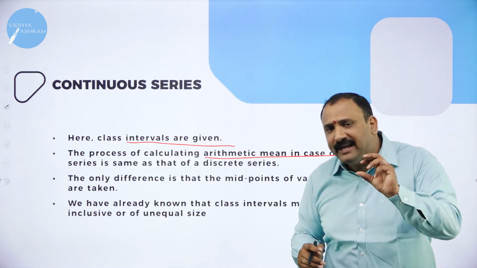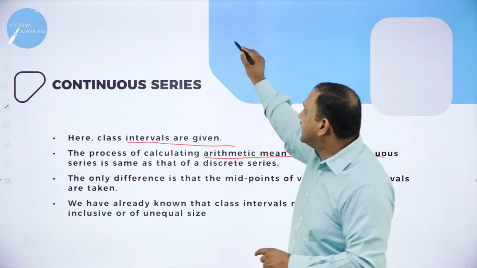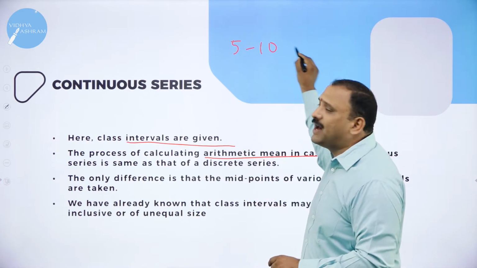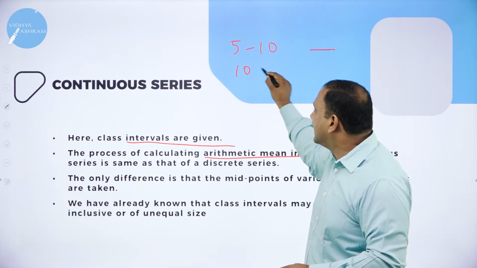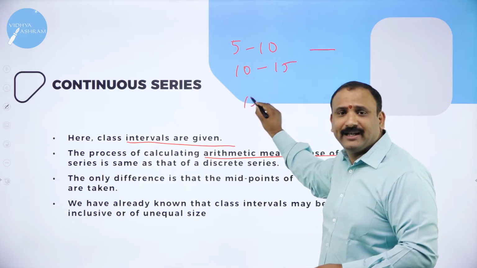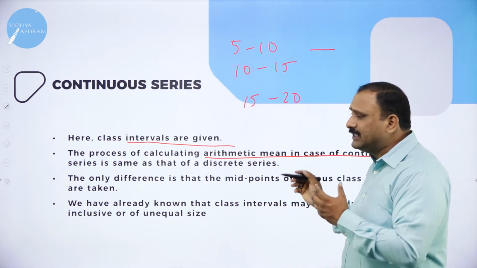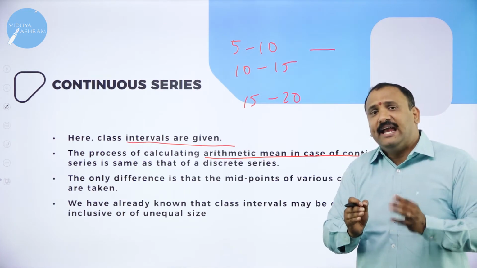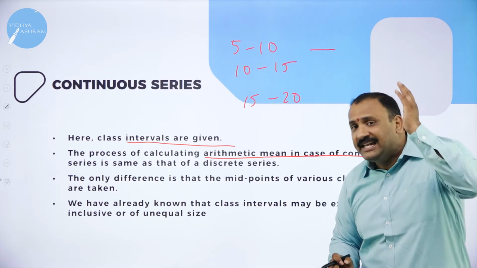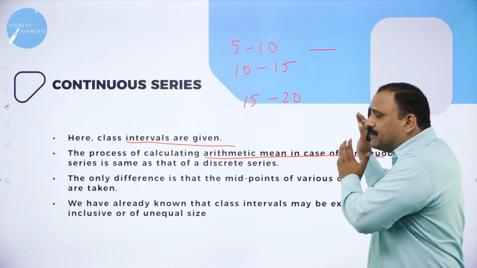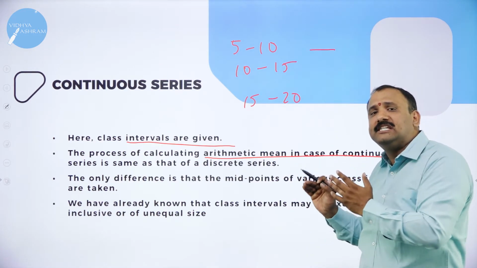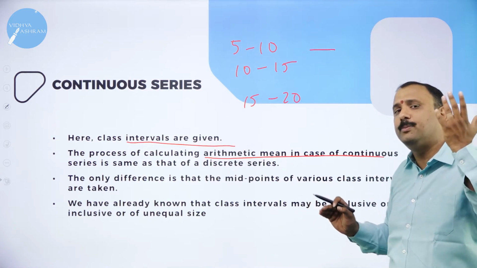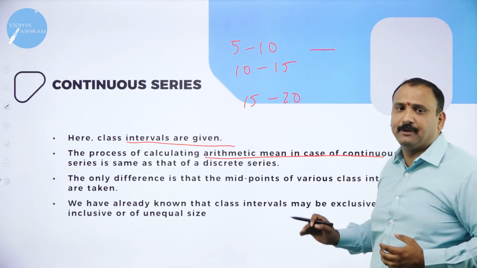Why? Because you are being given a class interval. Let's say from 5 to 10 there is a value, from 10 to 15 there is a value, 15 to 20 there is a value. So automatically you are able to see that when the data is running in a particular series, there are some observations that are also being seen. So some frequency values are also being noted against that particular series.